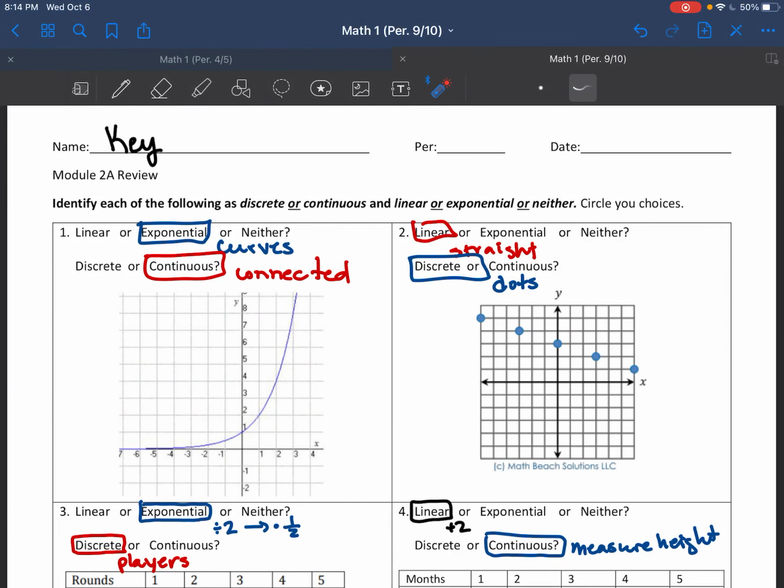Okay, here's the key for Module 2A's review. Number 1, exponential because it curves, continuous because it's connected. Number 2 is linear because it's straight, it's discrete because it's just dots.